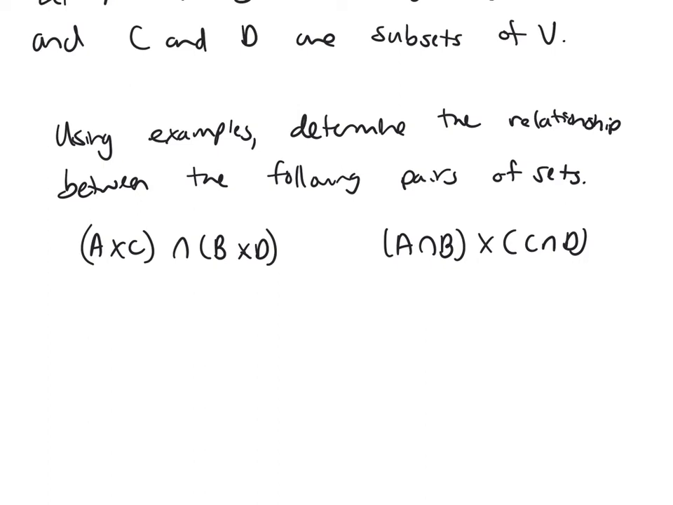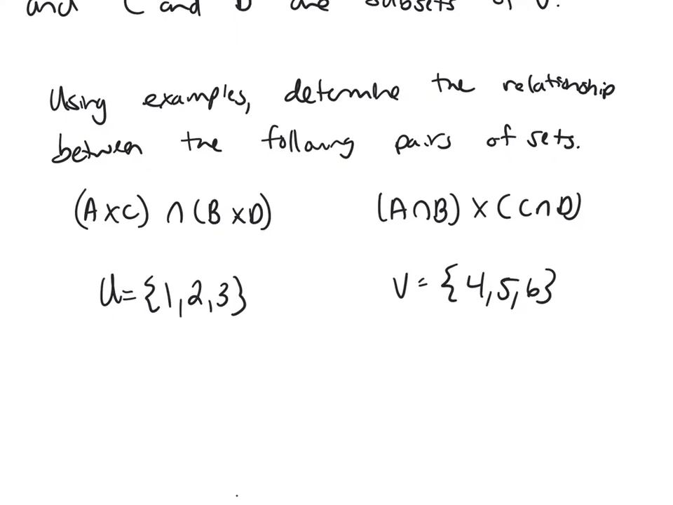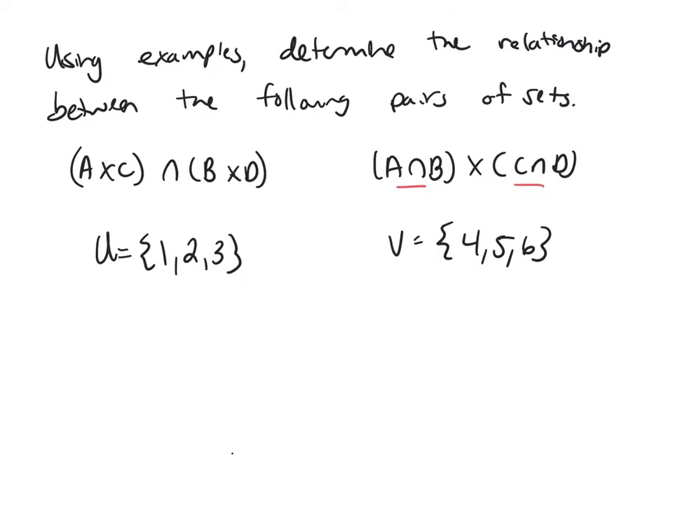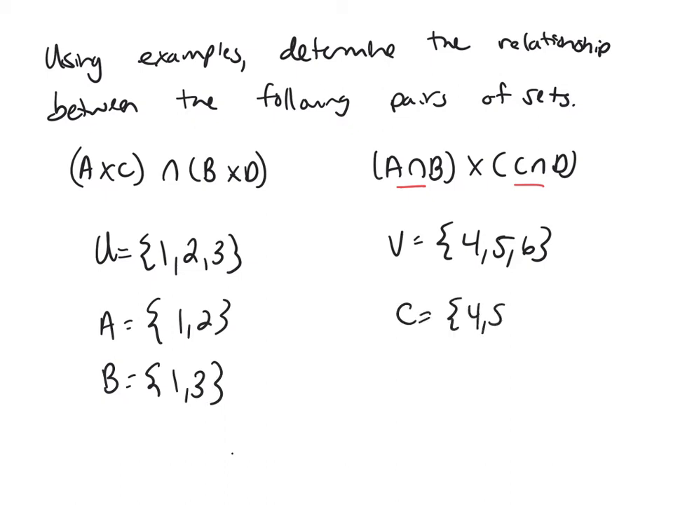So I need to pick universal sets, U and V. Let's just go with the same U and V that we used for our last problem. And here, if you notice, you're going to find the intersection of A and B and the intersection of C and D. So I want to make sure that A and B have elements in common. So let's go with A being 1, 2, B being 1, 3, C being 4, 5, D being 5, 6.